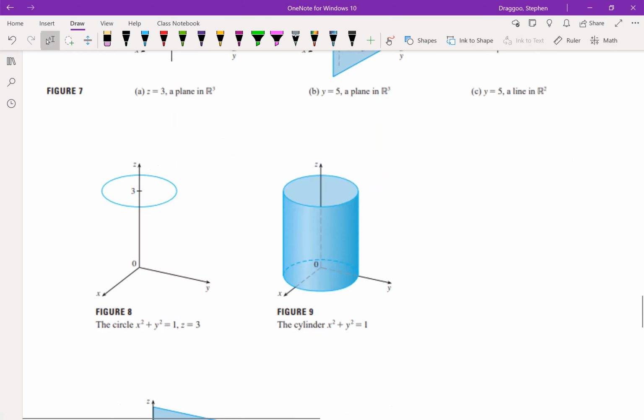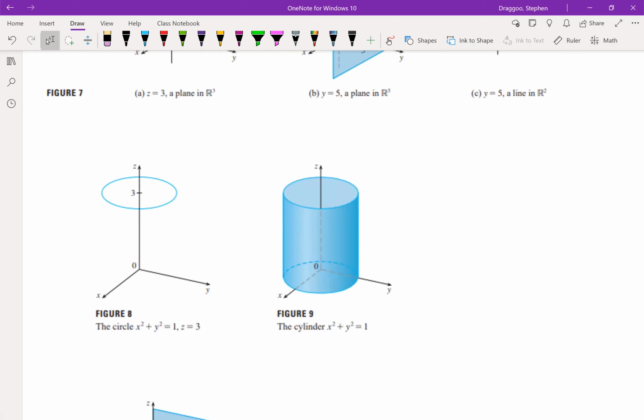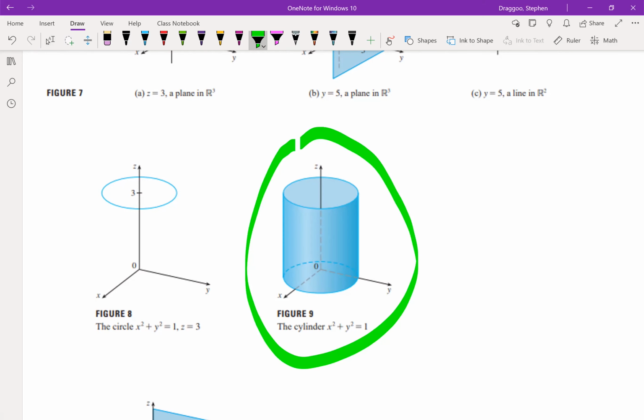Let's also look at some circular shapes, and we'll compare x squared plus y squared equals 1 and the equation z equals 3 to just the equation x squared plus y squared equals 1. Back in a plane, if all we had was x squared plus y squared equals 1, so just in 2 space, that gave us a circle. But now that we're in 3 space, if we just say x squared plus y squared equals 1, we're going to get a cylinder, as shown in the figure on the right.